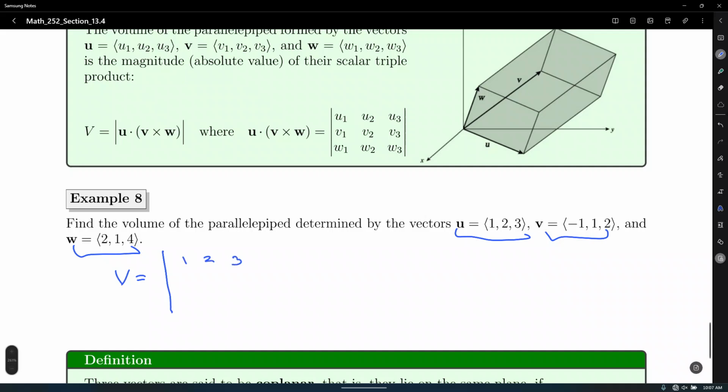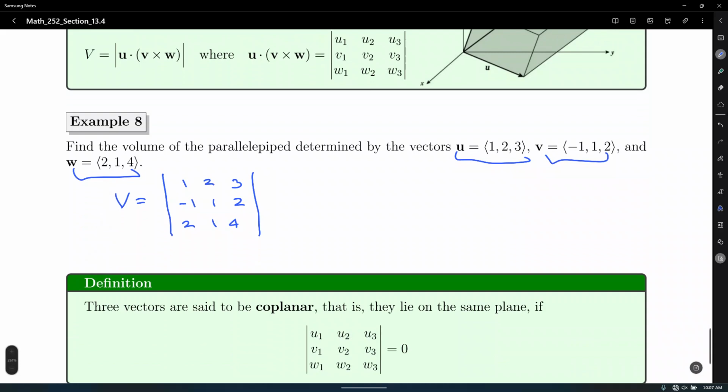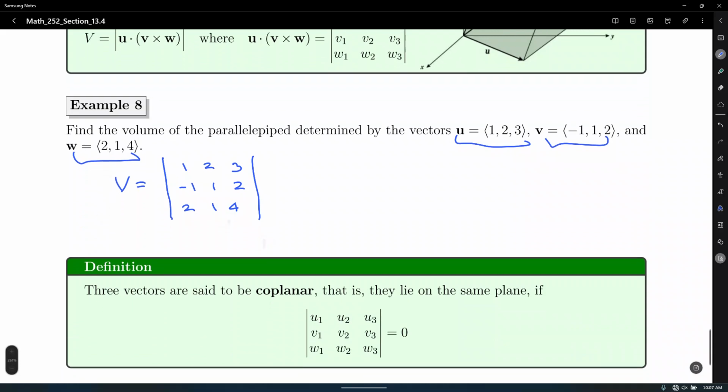So the volume of the box created by these three vectors, simply set it up as 1, 2, 3, negative 1, 1, 2, 2, 1, 4, and compute this determinant. Again, you can use the shortcut rule, duplicate the first two columns, or use the definition, or alternatively use your graphing calculator. However, on a quiz or an exam, I need to see one of the rules. But you may use your calculator to verify the work. If you don't know how to find the determinant, let me know at the end of the class.